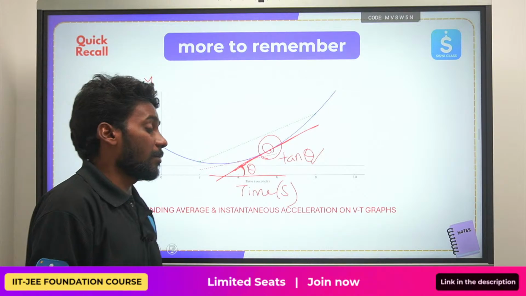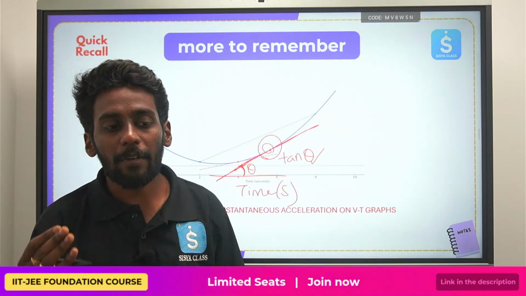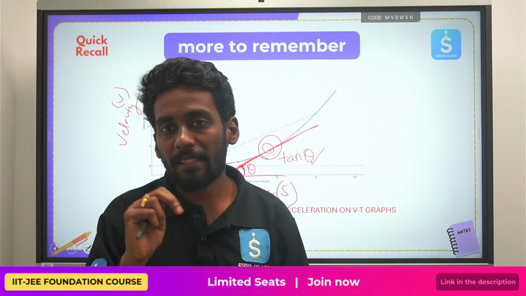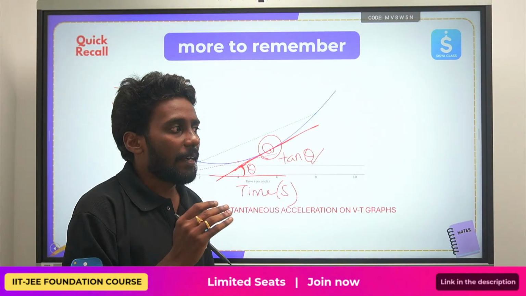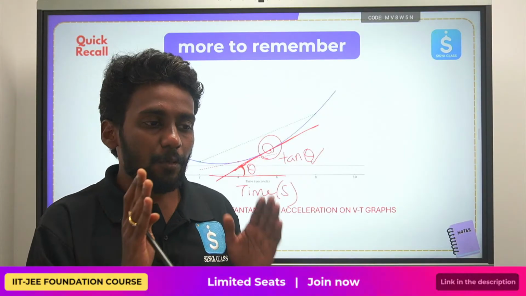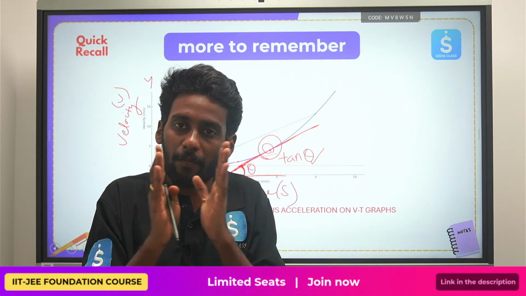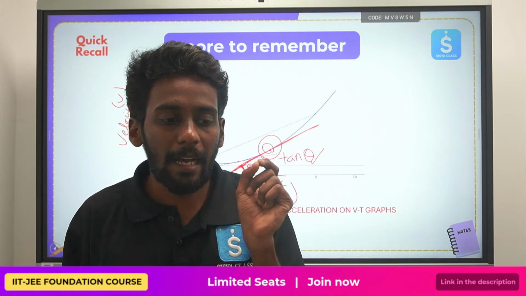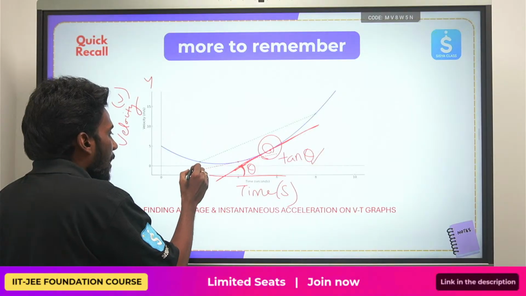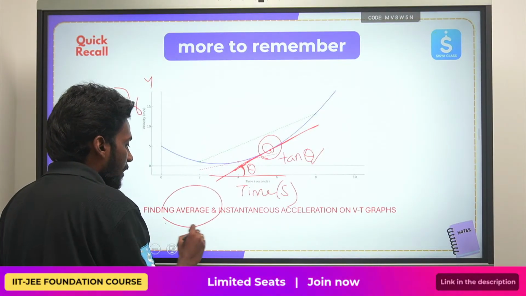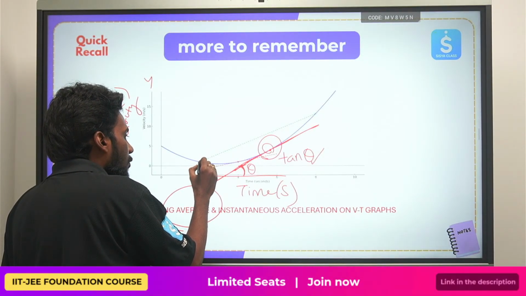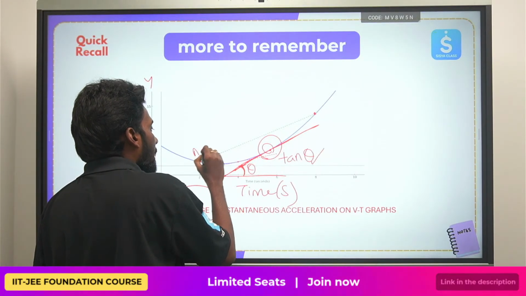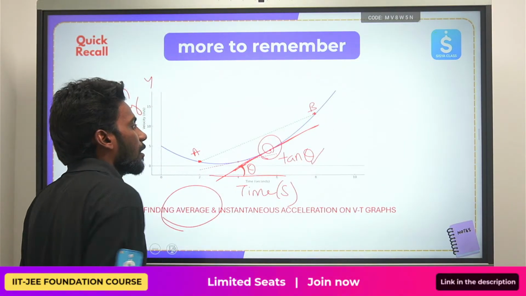Now, what about the average acceleration? How can I find it? To find an average, I need at least two points. With only one value, I cannot calculate the average. So for finding the average acceleration, I have to take any two points on this curve. For example, this is a point A, and this is a point B on the curve.